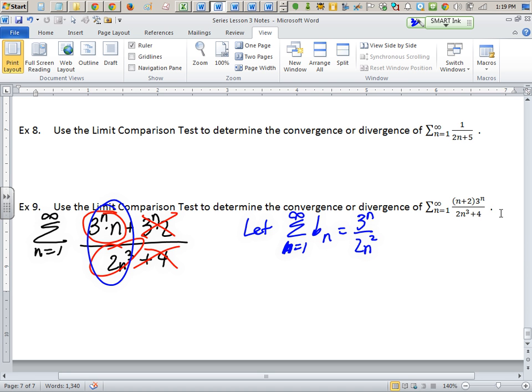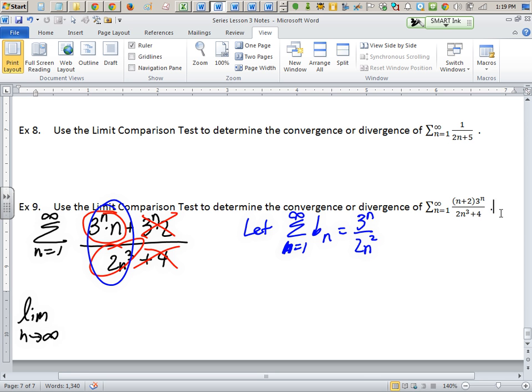The only thing I don't like about my B sub n is it's a little complicated. But remember, you're going to put it in a limit with the other one. Things are going to cancel out anyway. You're going to put them in ratio, and slap a limit on there. So let's see where it leads us. If it's too complicated, we can always come back and fix it. So here's the LCT in action.